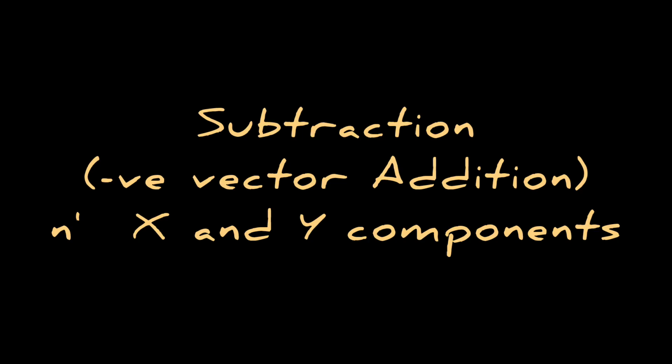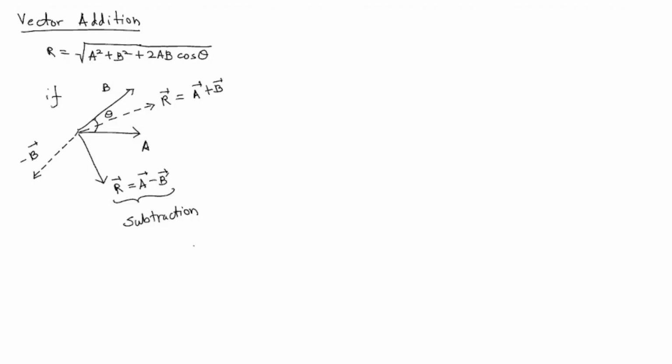Assume that there are two vectors. Okay, there are two vectors. One is a vector, the second vector is b vector, and the angle between them is theta. Theta can be anything.